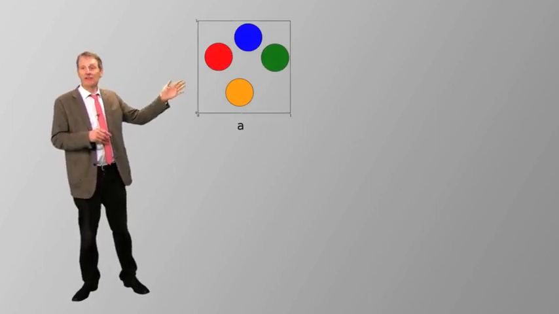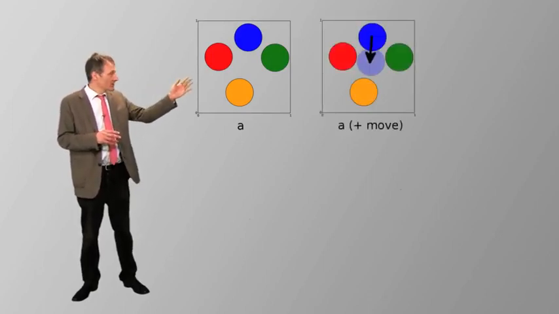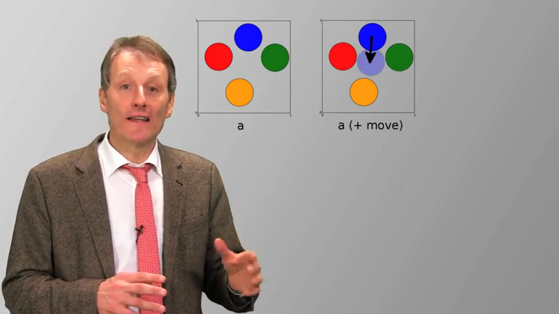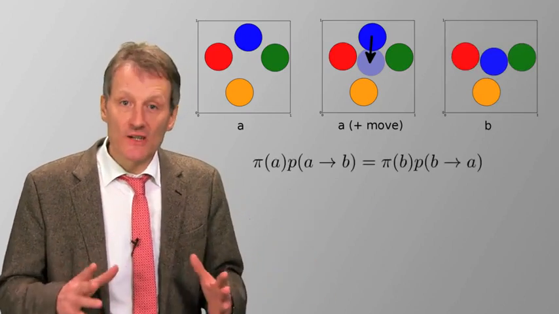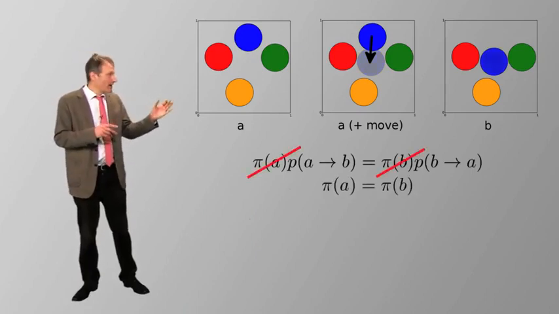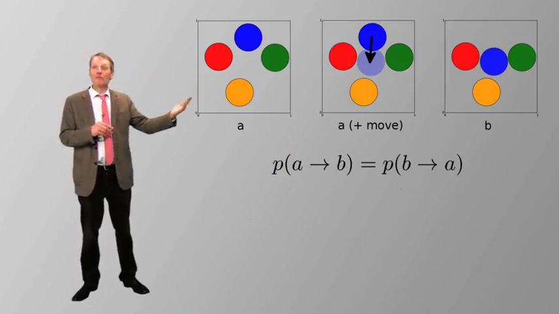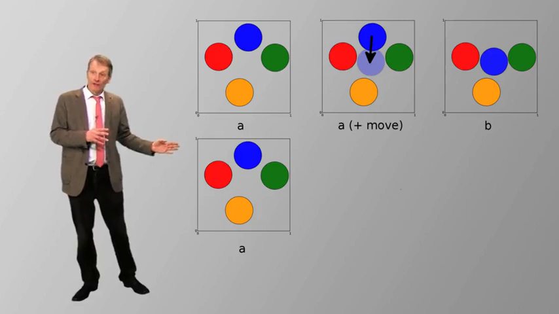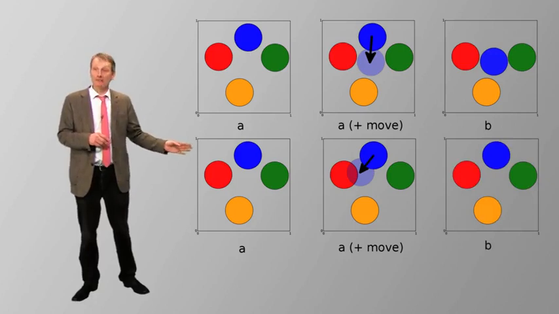Consider here a configuration A of four hard disks. A move consists in picking one of the four disks, for example the blue disk, and making a little displacement, delta X and delta Y, that can be again positive or negative, to a configuration B. The detailed balance condition is satisfied with pi of A equal to pi of B if we move with the same probability from A to B as we move from B to A. It can also happen that the move from configuration A is rejected as it creates an overlap. In that case, we remain at the configuration A for the next iteration.